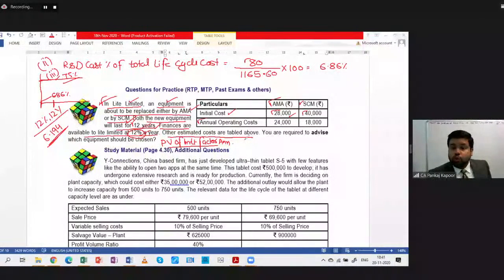Friends, now quickly compute the PV of annual operating cost. How will we compute that? We will multiply 24,000 into 6.194. In case of AMA, what will the PV for the 12 years be? Please compute it quickly. I'm waiting for your answer so that you can also come along with me. It will help you to connect with me.